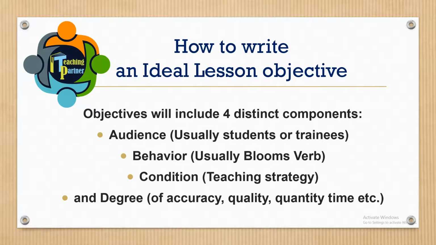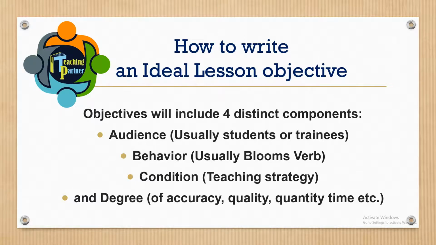Usually we take it from Bloom's taxonomy. Don't worry, I will share a lot of links in the description which will make it easier to research more about it. The third part of the lesson objective is the condition, like what teaching strategy or what material you are going to use. So the condition shows what material, strategy, or methodology you are adopting to deliver your lesson.